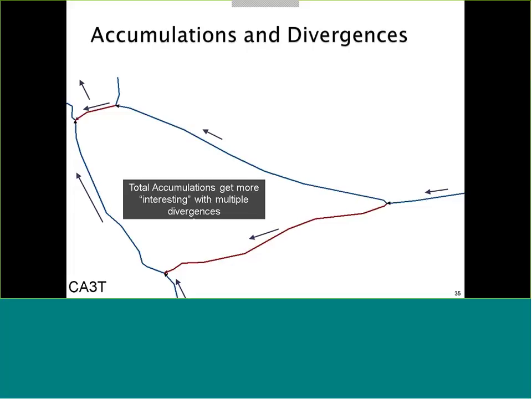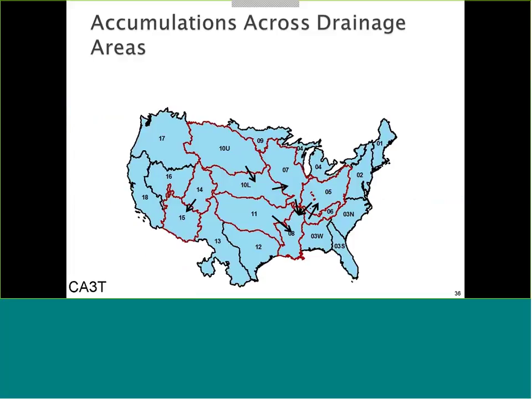Now, another nice thing that CA3T will do is your accumulations across your drainage areas. For instance, to get down to the lower Mississippi, here's the Tennessee, which flows into the Ohio, which flows into the lower Mississippi. You've got the upper Missouri into the lower Missouri, into the upper Mississippi, and then you've got 11 flowing into 8. It will accumulate across those drainage areas, which is a very nice thing.